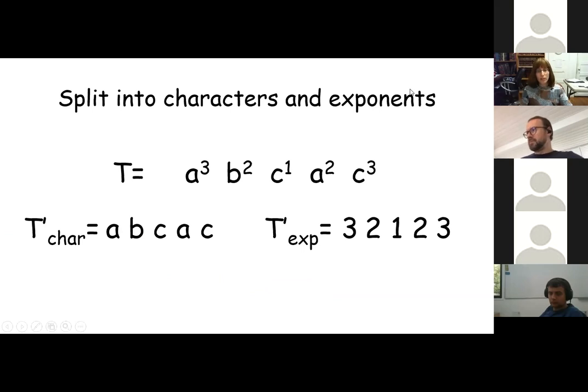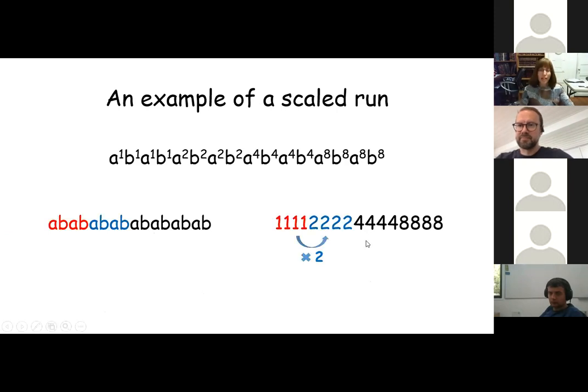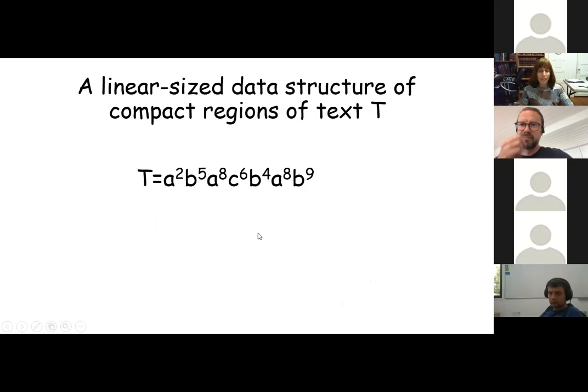Now, the first thing we do in order to do that is we split our text into the characters and the exponents. And in order to find a scaled tandem, we have to find it as a regular tandem in the character text, and then also as a tandem in the exponent text. But the difference is that you have to look for it as a tandem in the exponent text with a scale. So you go ahead and you search them both separately. It's obvious for the characters, you just do a regular tandem repeat search.